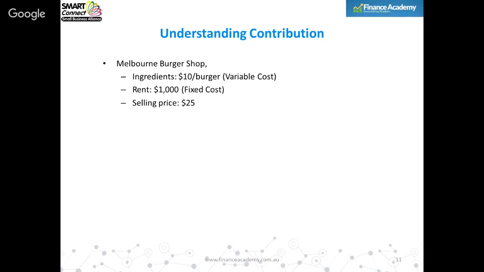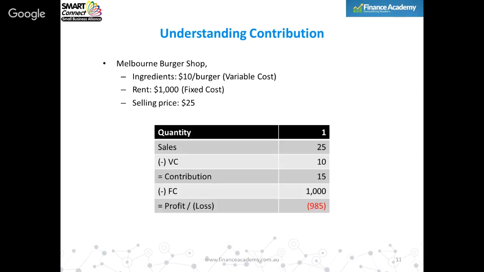Now they are selling each burger at the rate of $25. So cost of one burger for the customer is $25. So quantity sold is one burger, which costs $25 to the customer. Now cost of making one burger is $10 to the shop. Contribution is sales minus variable cost, which is $25 minus $10, which equals $15. Fixed cost will be fixed, which is $1,000.